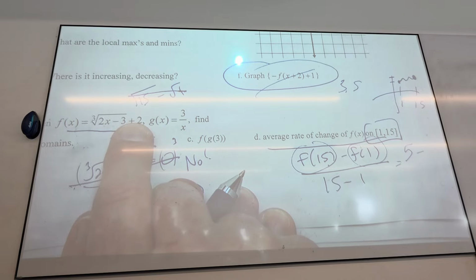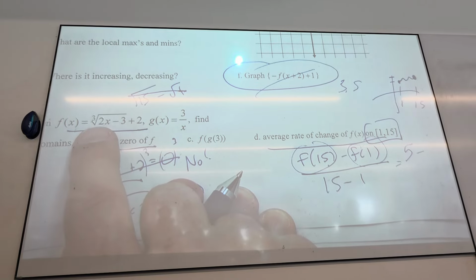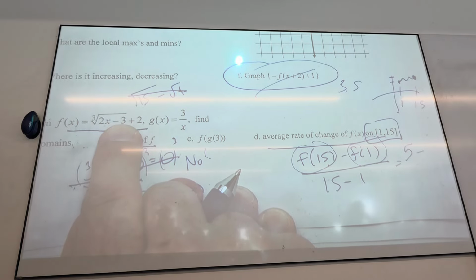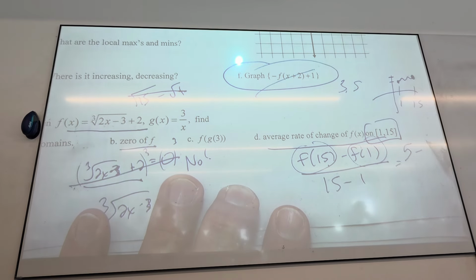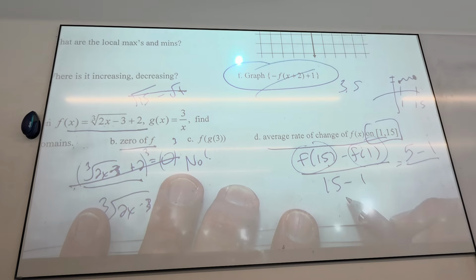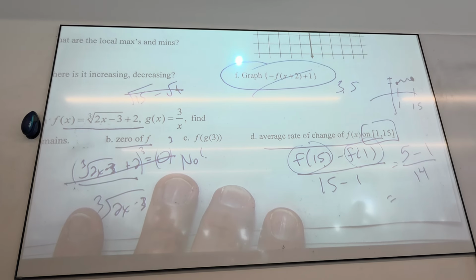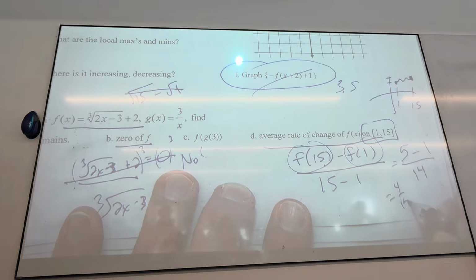Let's try this again. 2 minus 3 is negative 1. Cube root of negative 1 is negative 1. Negative 1 plus 2 is 1. 15 minus 1 is 14. 5 minus 1 is 4, so 4 over 14. 4 over 14 is 2 over 7.